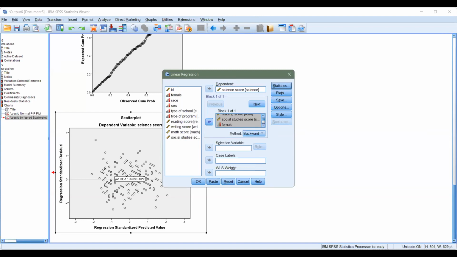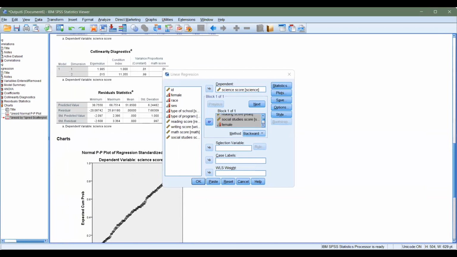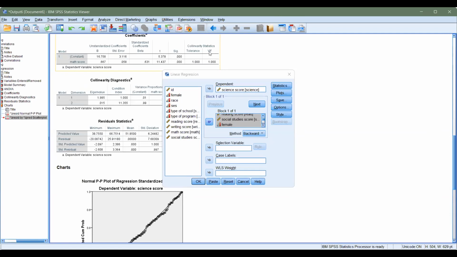If you can see the output window here, you can find this VIF factor, variance inflation factor, as I explained in one of the slides. It is coming 1. It has to be less than 10, but I recommended it has to be less than 5. So that means this collinearity condition is also fulfilled. Okay, so that is less than 5.